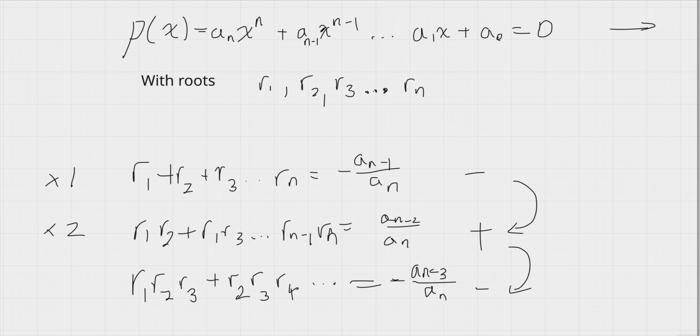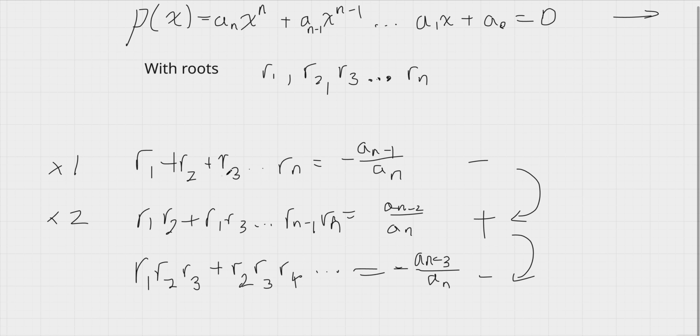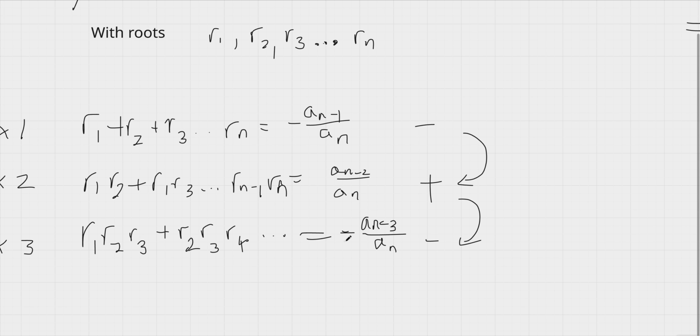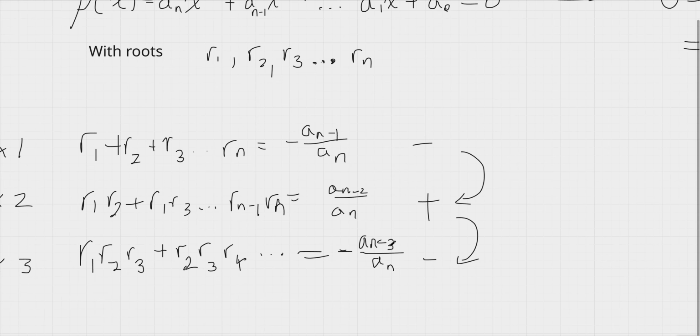And you can notice how this n minus whatever number is related to however many roots you're multiplying together and adding them all up. So here, again, you're multiplying 3 roots together. So r1 r2 r3, and then you keep going with every possible combination and you add them all up. You'll get negative a_(n-3) over a_n.